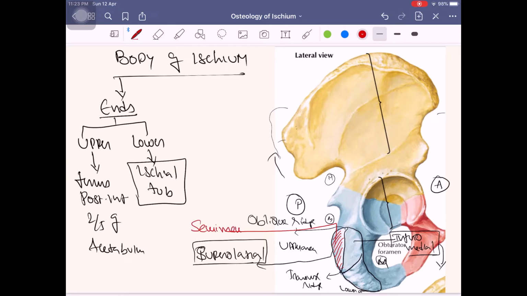Semimembranosus is a muscle which is attached to the ischial tuberosity. Where in ischial tuberosity? In the upper part. Where in the upper part? In the superolateral part. Then in the inferomedial part, you have two muscles which are attached. So one muscle I can say is semitendinosus.